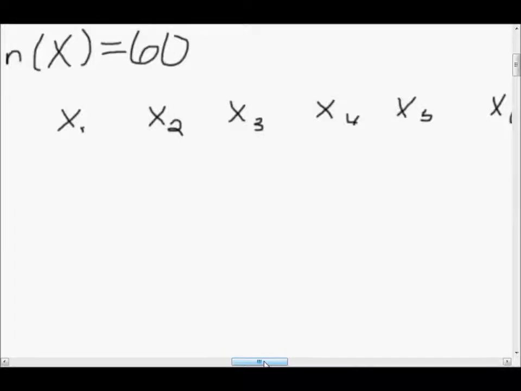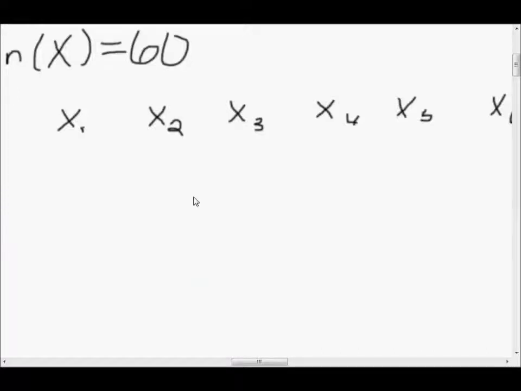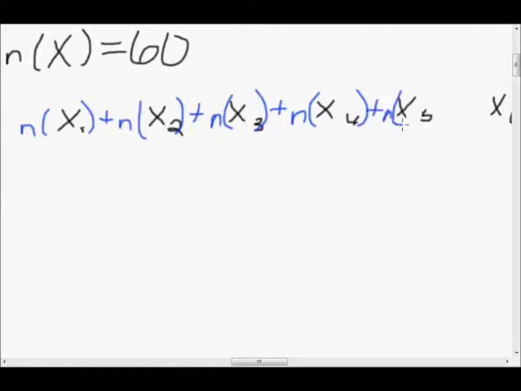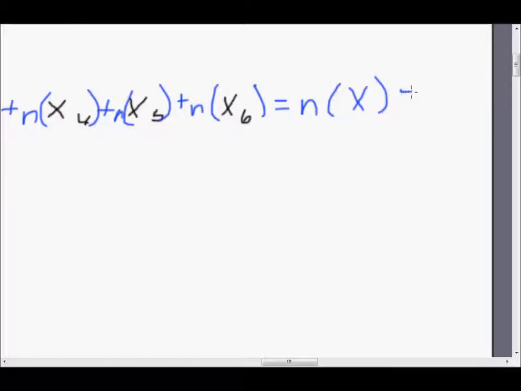So that's our first sentence, and I'm going to take a moment to explain why this sentence is so very important. What these partitions mean, and we're going to choose a different color, a blue, is that the number of things in X1 plus the number of things in X2 plus X3 plus X4 plus X5 plus X6 is equal to the total number of things in the set, which in this case is 60.